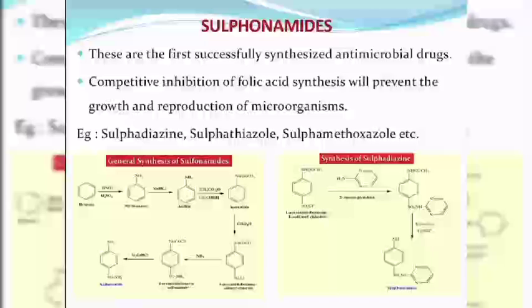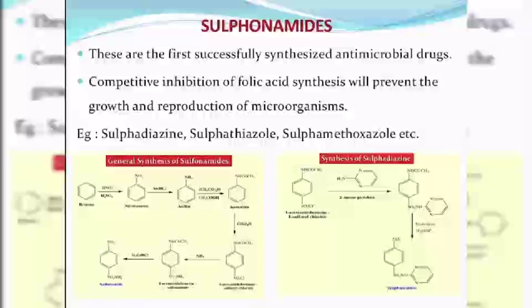Benzene on nitration yields nitrobenzene, which on reduction with tin and HCl gives aniline. Aniline upon treatment with hot concentrated sulfuric acid forms para-aminobenzene sulfonic acid, which on chlorination with phosphorus pentachloride gives para-aminobenzene sulfonyl chloride. This on amination with concentrated ammonia yields sulphanilamide. So, in this way we are going to prepare sulphanilamide.